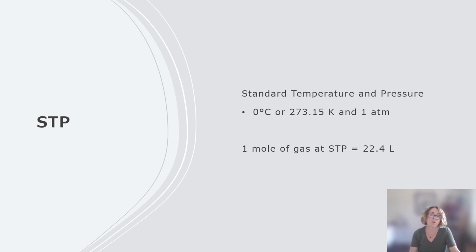So if you're given a problem and you are told that the gas is at standard temperature and pressure, what that is telling you is that you are either at 0 degrees Celsius or 273.15 Kelvin, so that would be your temperature, and that your pressure is at 1 atmosphere. Now the interesting thing, and we have had this on our mole map all semester, is that 1 mole of a gas at STP is 22.4 liters.